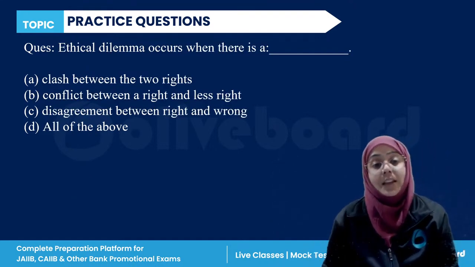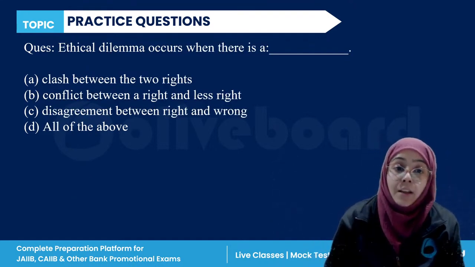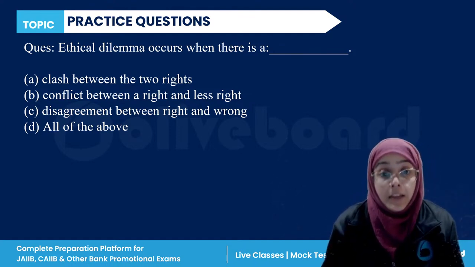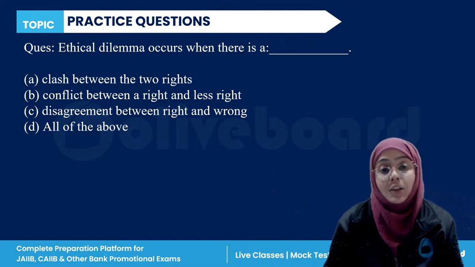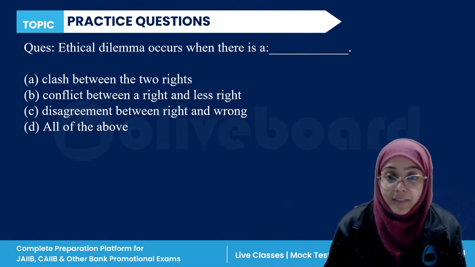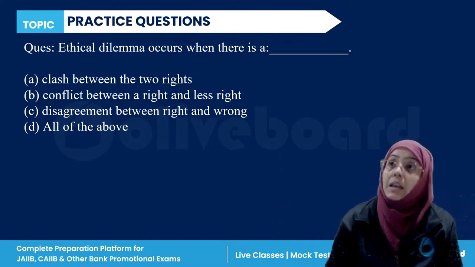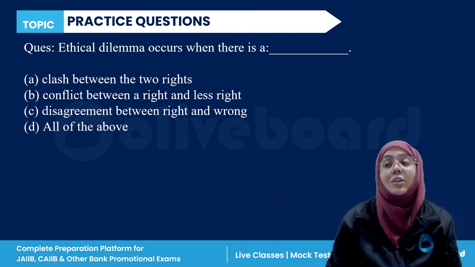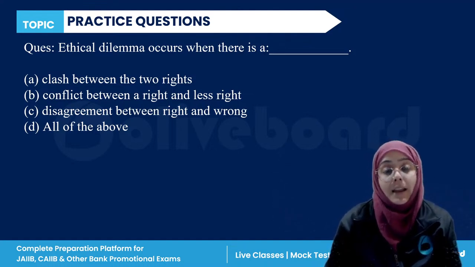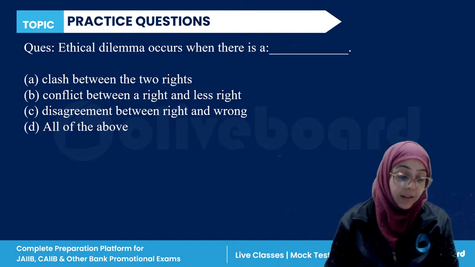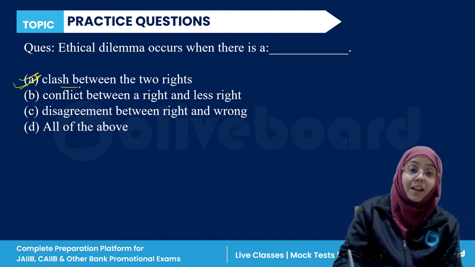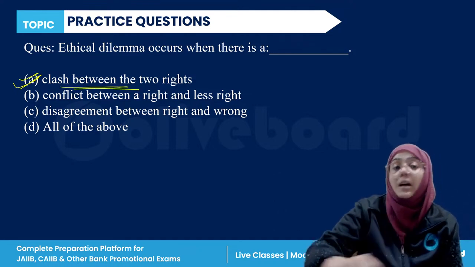Ethical dilemma occurs when there is a clash between two rights, conflict between a right and less right, disagreement between right or wrong, or all of the above? Ethical dilemma occurs when there is a, everyone please answer this question. If there is a clash between two rights, then ethical dilemma occurs.